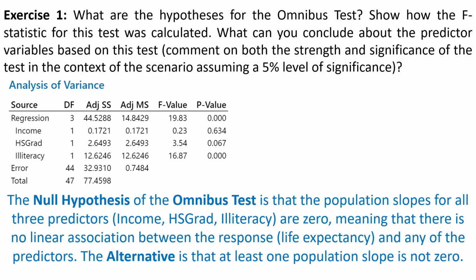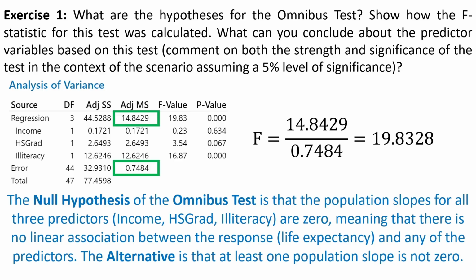Showing how the F statistic is calculated, again, it's a ratio of variances. We look at the variance attributed or explained by the regression model and divide by the variance attributed to individual differences between these 48 states. That ratio gives a very large number, 19.8328. And you can see the associated p-value is very small.